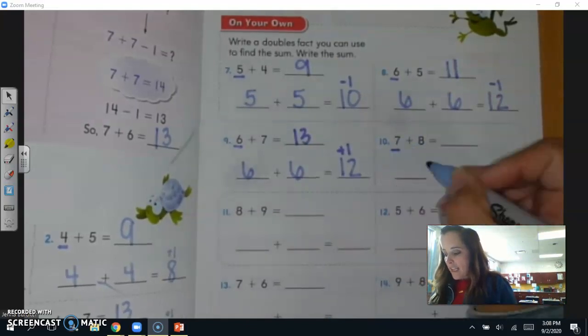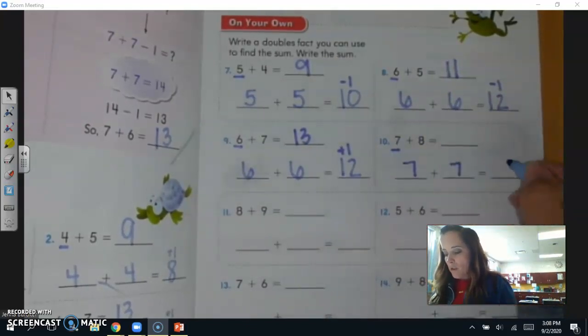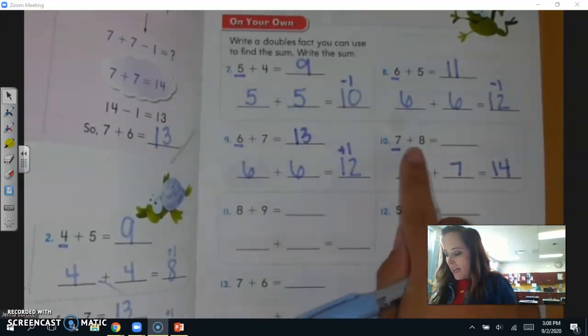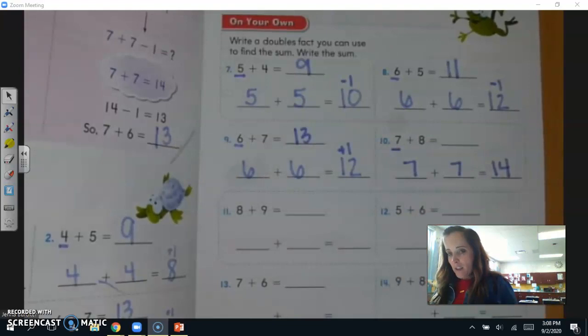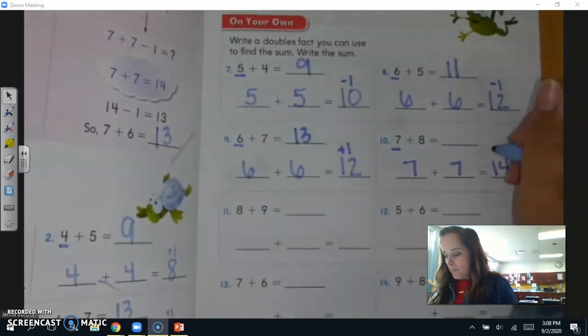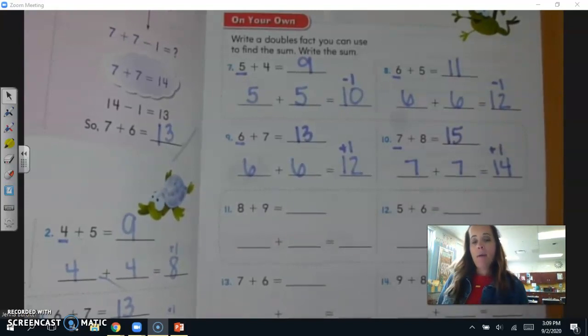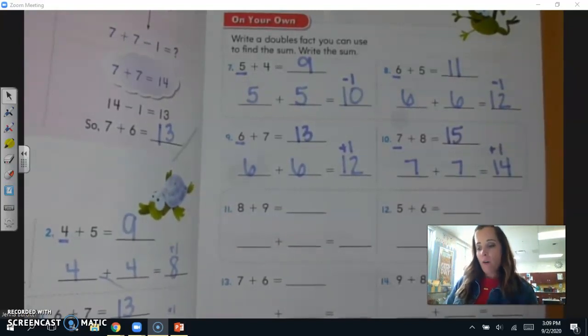7 plus 8, underline that 7. 7 plus 7 equals 14. Okay, ask, am I going to add 1 or subtract 1? What do you think? Hopefully you're doing it, right? What we're going to do is add 1. We need more. 8's bigger. So it's 15.